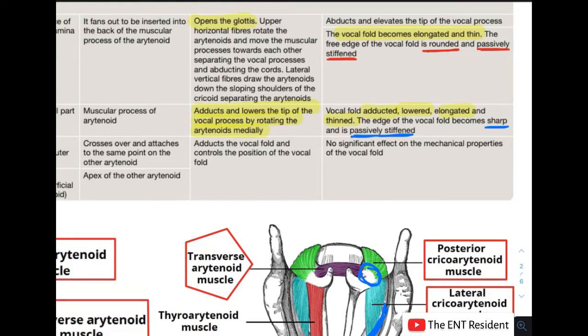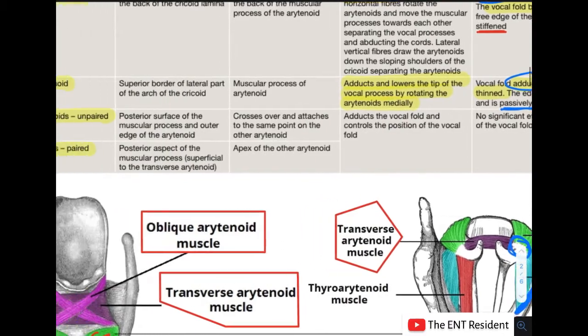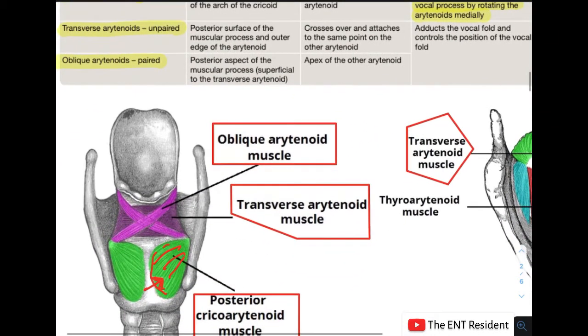So, the difference between the posterior cricoarytenoid and the lateral cricoarytenoid in their action on the vocal fold is that the vocal fold is abducted in the case of the posterior cricoarytenoid and it is adducted in the case of the lateral cricoarytenoid, and the free edge of the vocal fold is rounded in the case of the posterior cricoarytenoid and becomes sharp in the case of the lateral cricoarytenoid. Next, we move on to the next muscle, which is the transverse arytenoid muscle.